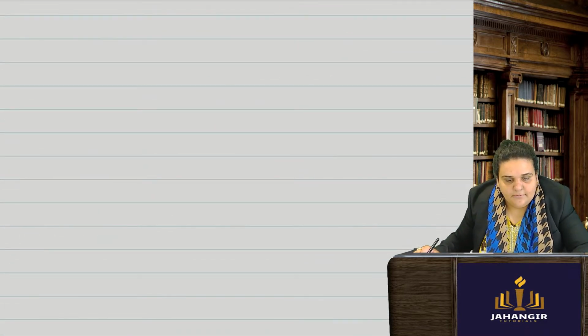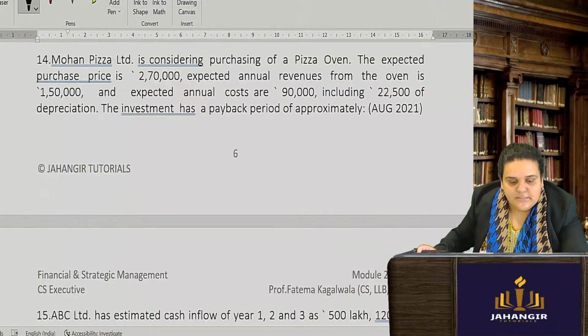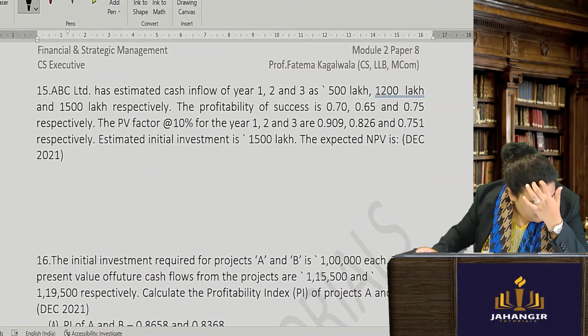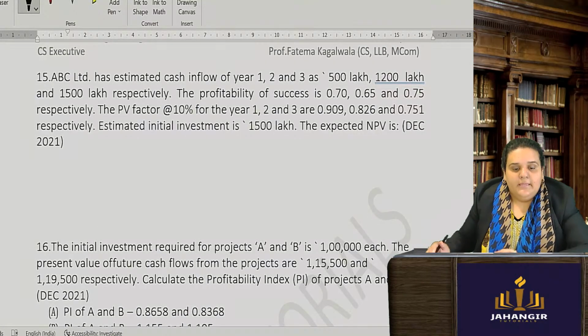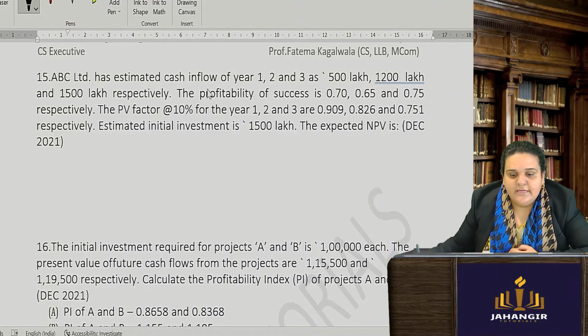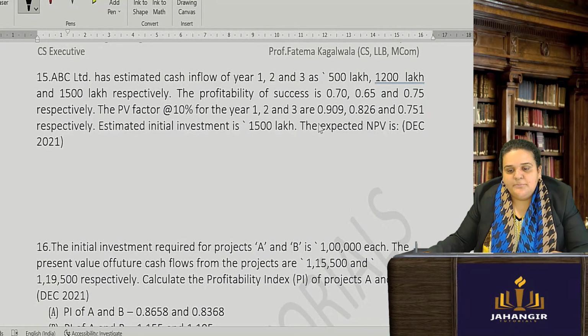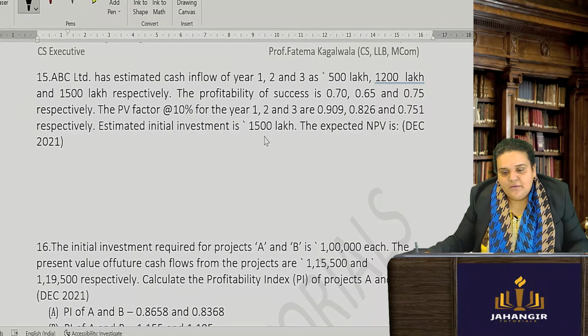Right, payback period done. Payback period now understood. It is easy to solve. Now question number 15. ABC Limited has an estimated cash inflow for 3 years. They have given 500 lakhs, 1200 lakhs and 1500 lakhs respectively. The probability of success is 0.7, 0.65, 0.75. PV factor at 10% for all 3 years they have already calculated and given it to you. Initial investment is 1500 lakhs. What was the expected NPV?